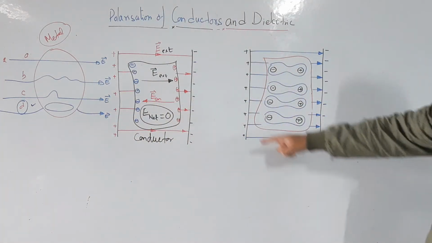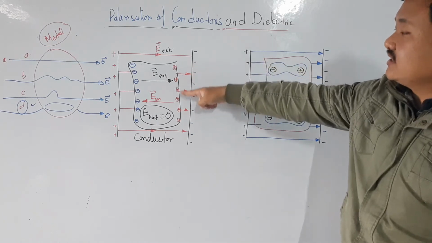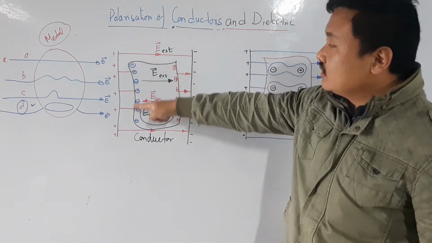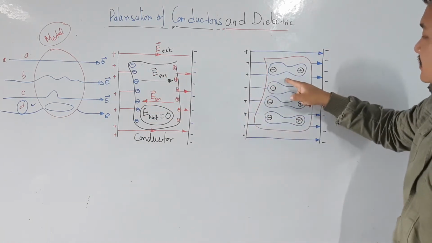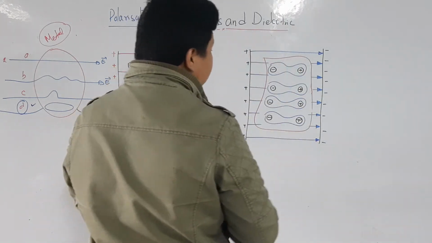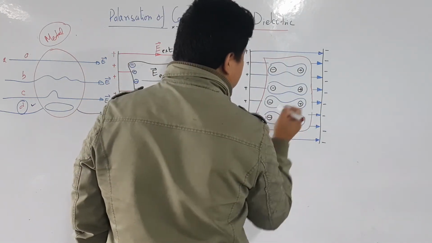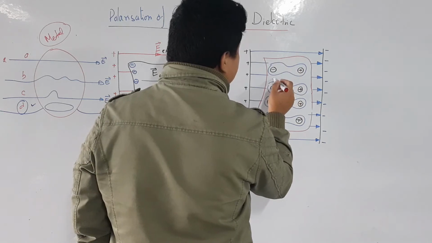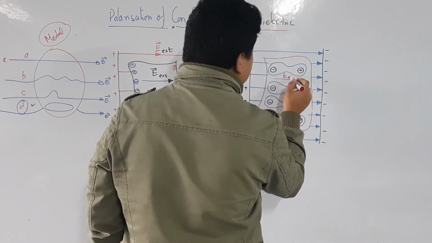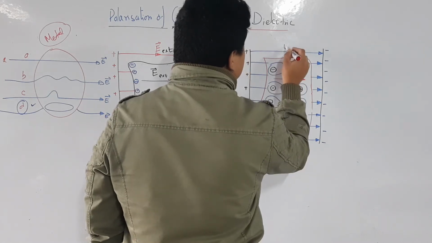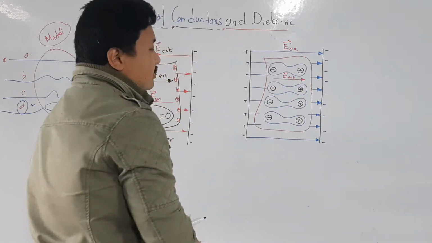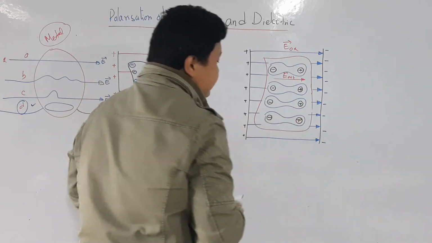Now if you see here, all the charges are sitting at the edge. Here charges are not sitting at the edges. So now what happens is, there is an electric field in this direction. This is E net, E external. This is E external going in this direction, and because of this there will be an internal field.